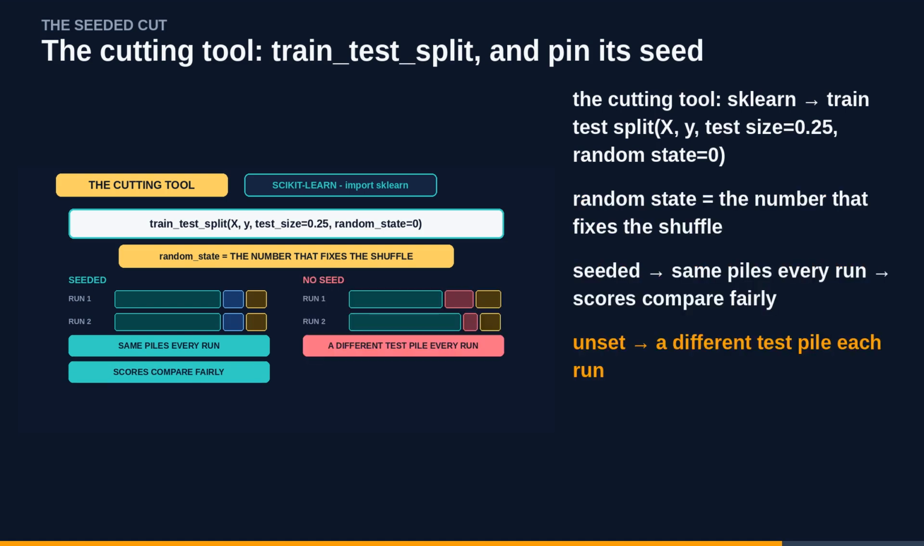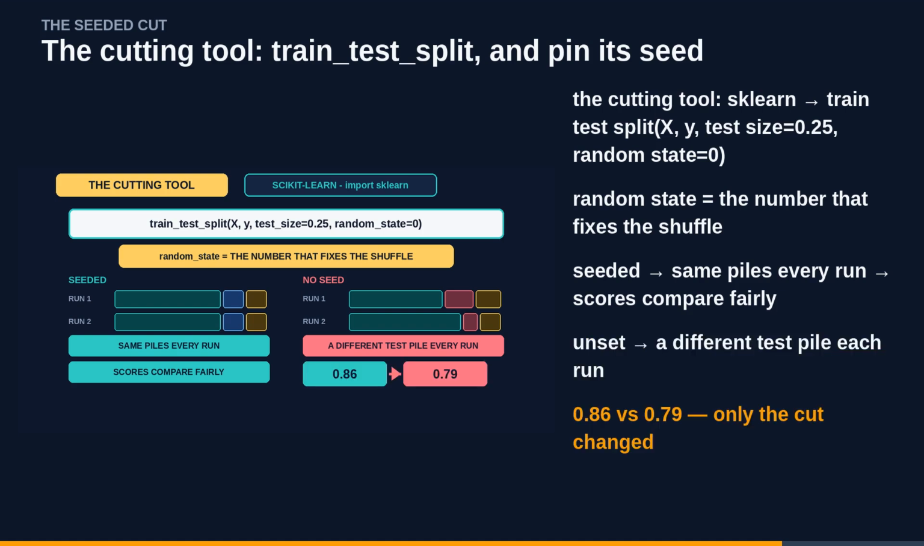Leave it unset, and every run cuts a different test pile. On a small pile of 150 rows, a few rows landing differently can swing the score from 0.86 to 0.79, same code, same data. Only the cut changed.